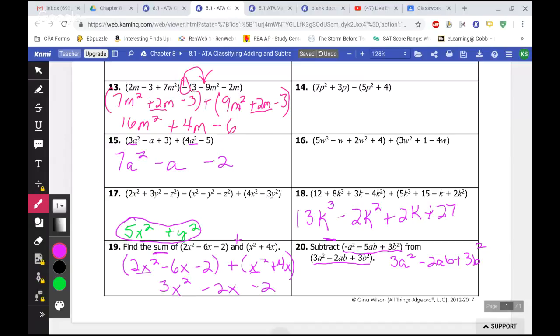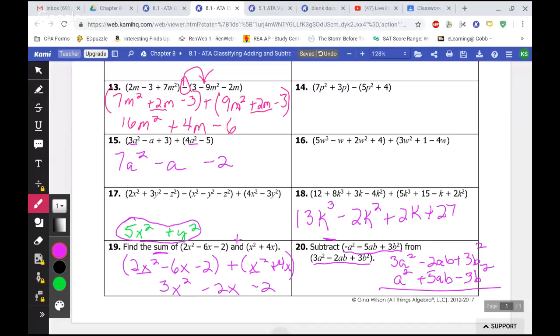So you're going to be distributing the minus sign to everything inside this second set of parentheses. So I've got a minus minus a squared. So that would give me a plus a squared. And then I've got a minus minus 5ab, which would be a plus 5ab. And then I've got a minus 3b squared. So that's going to be minus 3b squared. So now I'll just combine everything.